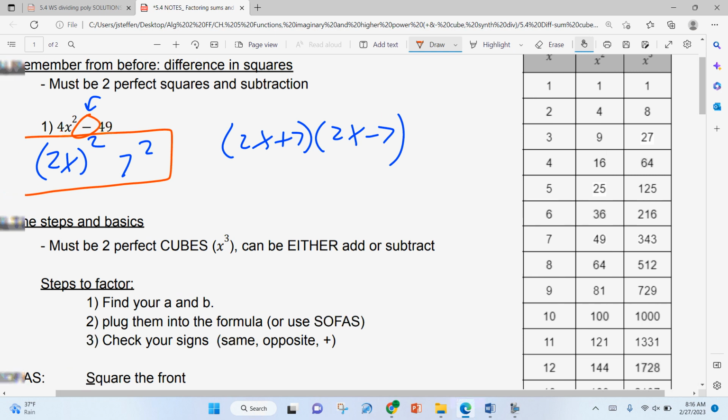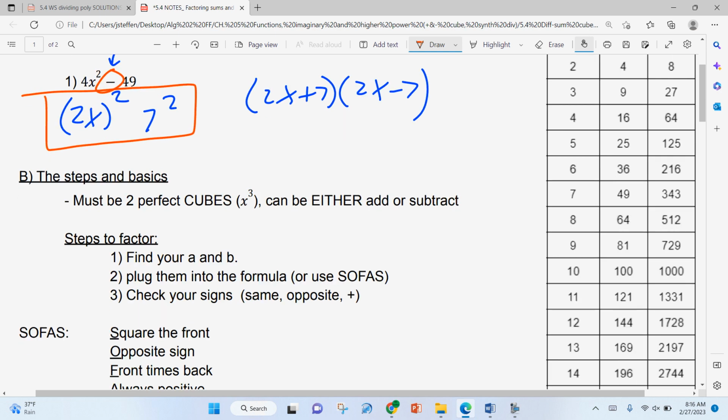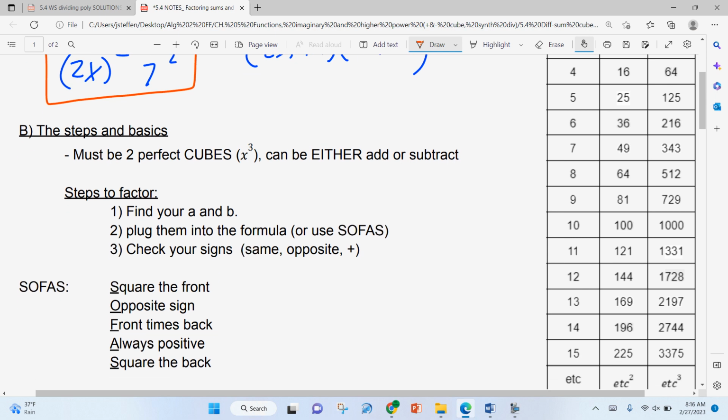So these are the steps in solving this. You know I like to list them out step by step. You don't have to follow every step, but I think it does help. They have to be 2 perfect cubes. That's the big thing. So the first step is finding your A and B, just like we did with the difference in squares. When you have A cubed plus or minus B cubed, you're going to find where your A and your B are. You'll see an example when we do this. Then we're going to plug them into the formula or use SOFAS, and I'll talk about that in a second. And then the third step is checking your sign.